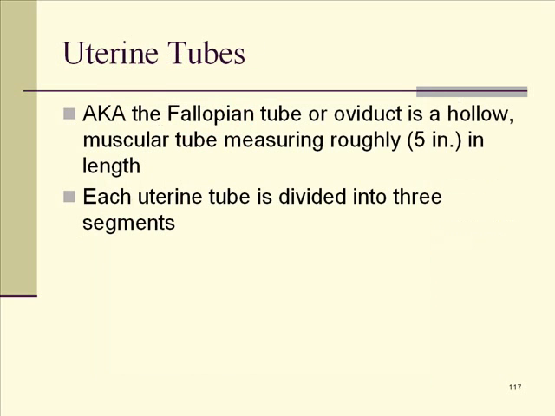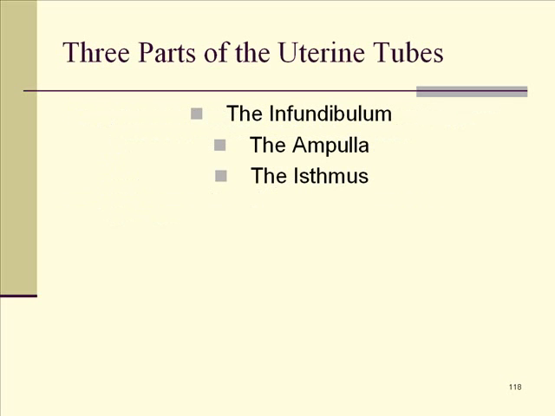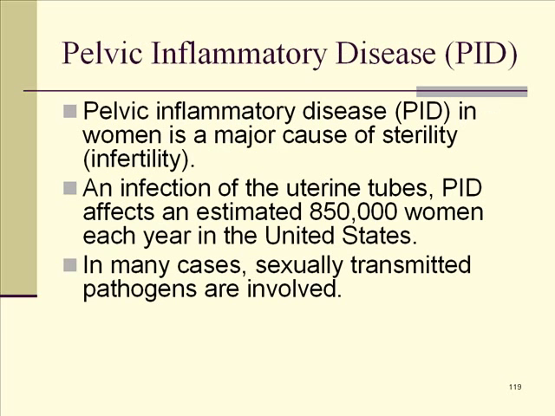The uterine tubes, which are also referred to as the fallopian tubes or oviducts, are hollow muscular tubes that measure about 5 inches in length. Each uterine tube is divided into 3 segments: the infundibulum, the ampulla, and the isthmus. I think that was a test question.